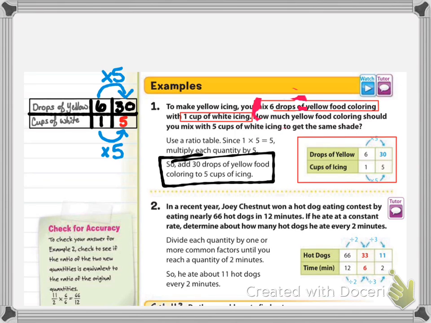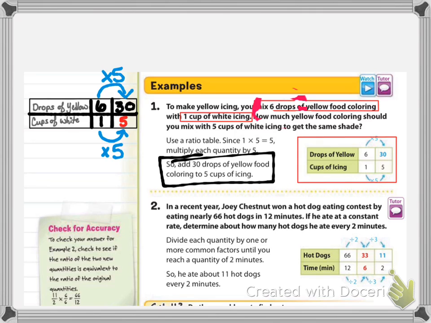But anyway, going on. In a recent year, Joey Chestnut won a hot dog eating contest by eating nearly 66 hot dogs in 12 minutes. If you guys don't believe me, Google him. If he ate at a constant rate, that means he didn't change his pace, he kept the same pace. If he ate at a constant rate, determine about how many hot dogs he ate every 2 minutes.